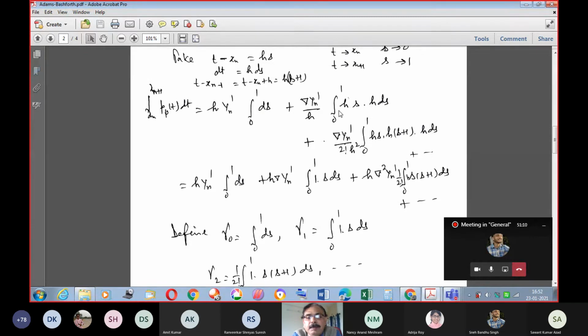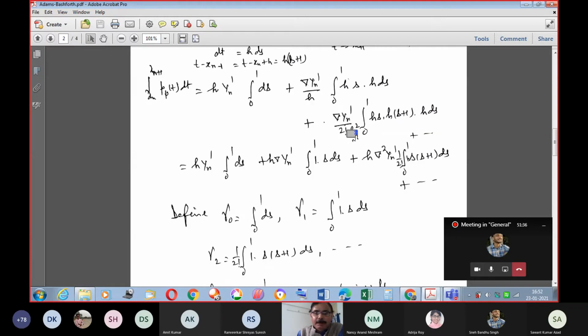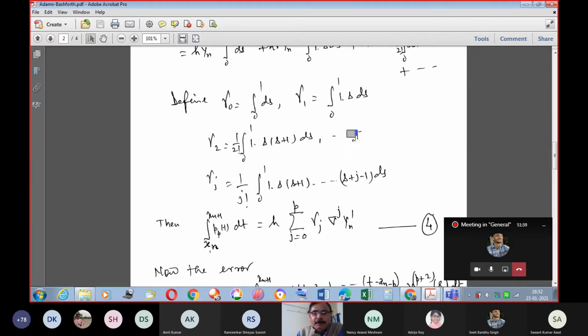Yes or no, for p equal to 0? Yes, sir. So which method is this? Euler method, right? So the error will be very obvious, that error will be of order h square. That I will explain to you. If it is not possible today, maybe next time I will explain that part clearly.